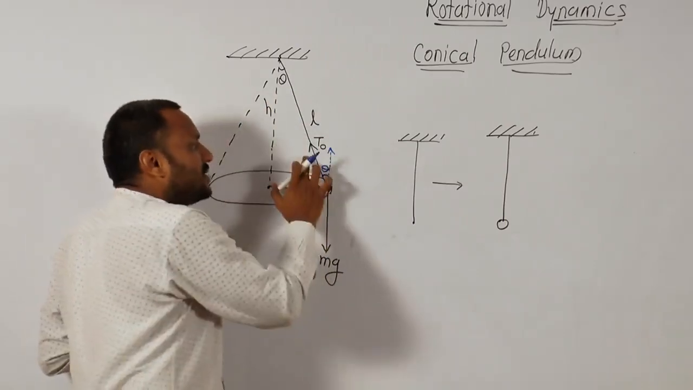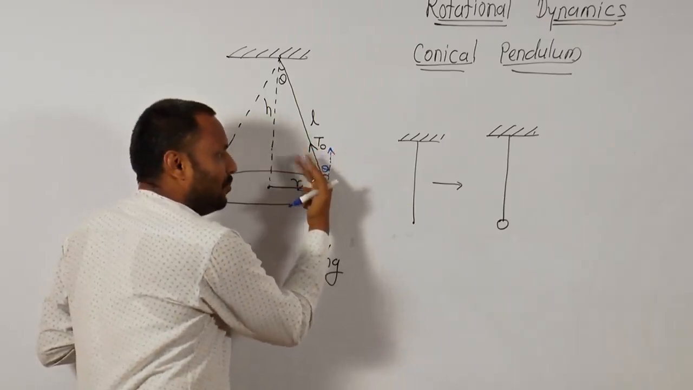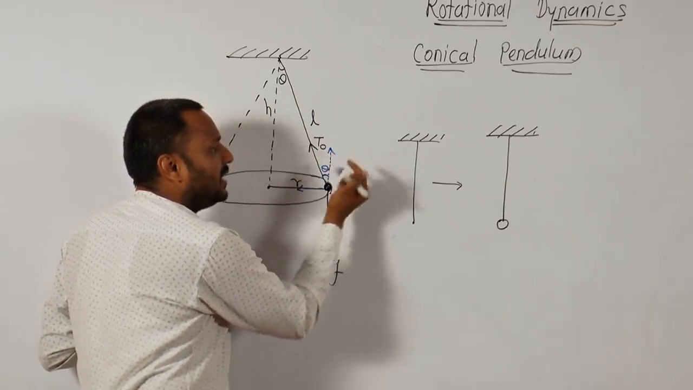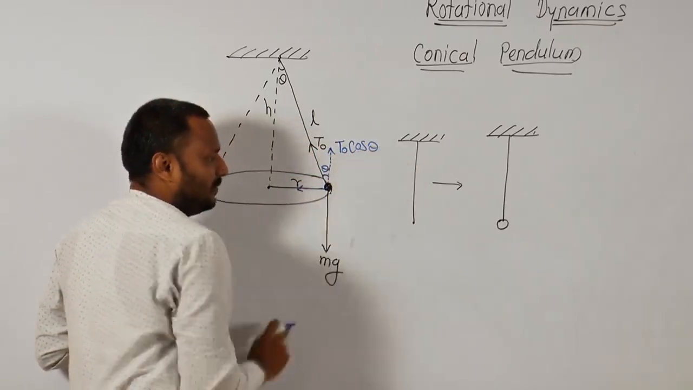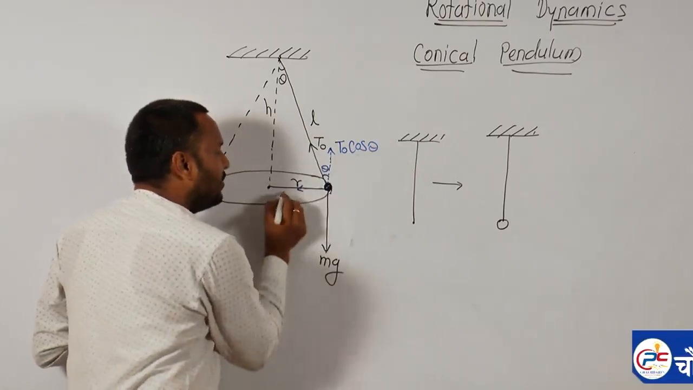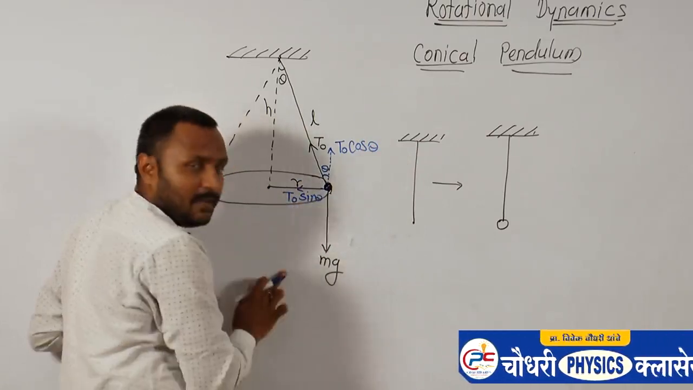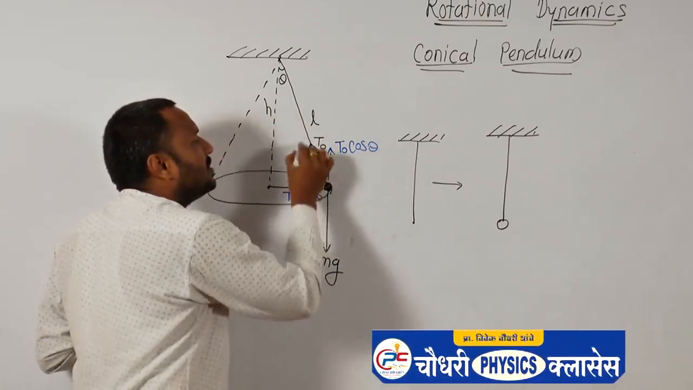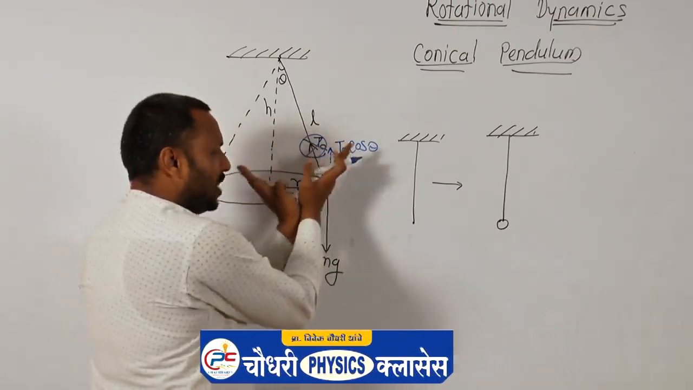Next, T0 is a vector quantity resolved into two components. The component along the theta is T0 cos theta, and the component perpendicular to this one is T0 sin theta. Clear? Next, when T0 gets resolved, that gets cancelled. This is when a vector gets resolved into two components.